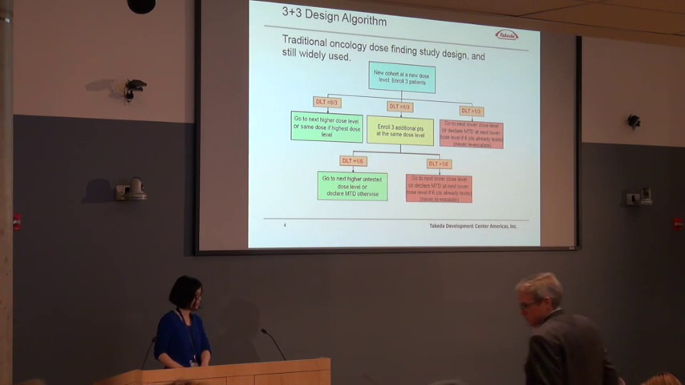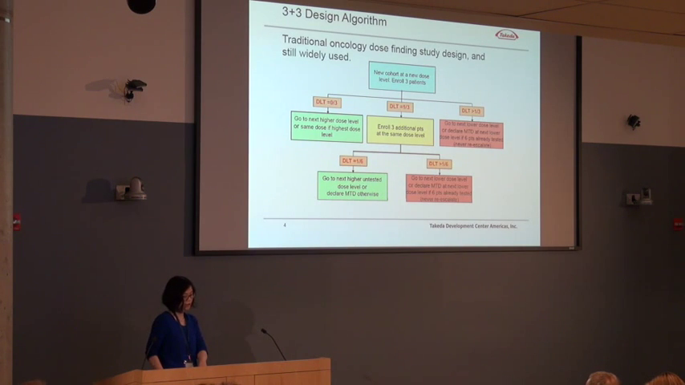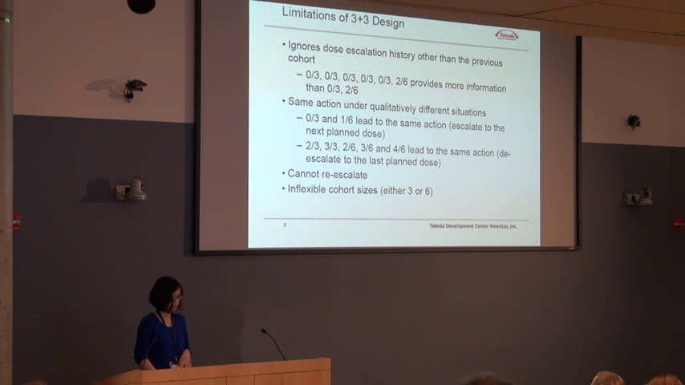A 3+3 design, as you know, is a traditional design that is still prevalent in oncology studies and in companies. It's a very simple design where you enroll 3 patients and you see how many DLTs you have. It's either 0, 1, 2, or 3, and you make decisions accordingly. If you see 0, you go up. If you see 1, you stay and enroll another 3. If you see 2, then you stop. If you enroll another 3 patients, you observe DLT rates and move accordingly.